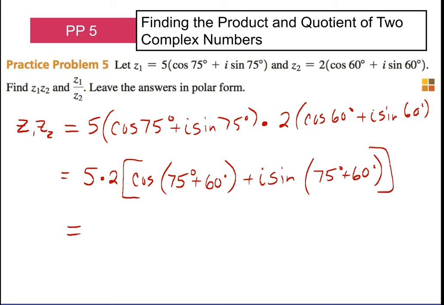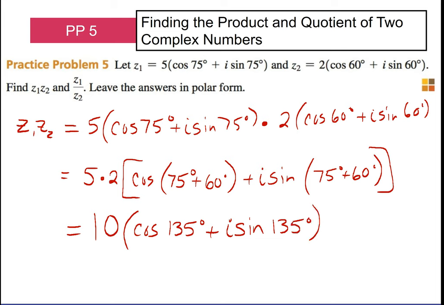And simplifying out, we get a 10 in front. Don't need brackets anymore because this is just going to be 135. No need for any parentheses inside that sine value. And we are done. There it is. There's the multiplication. And this tends to be a lot easier. If you think about complex numbers, this tends to be a lot easier multiplication than what we did with complex numbers earlier on.